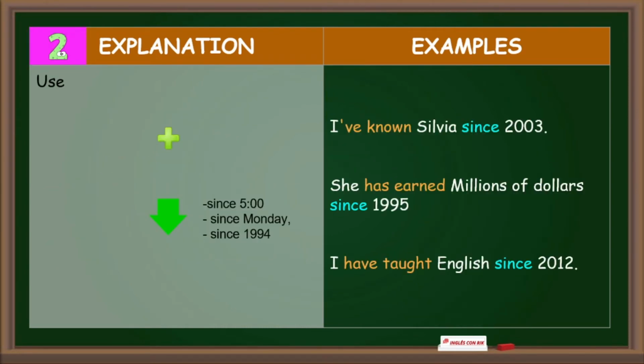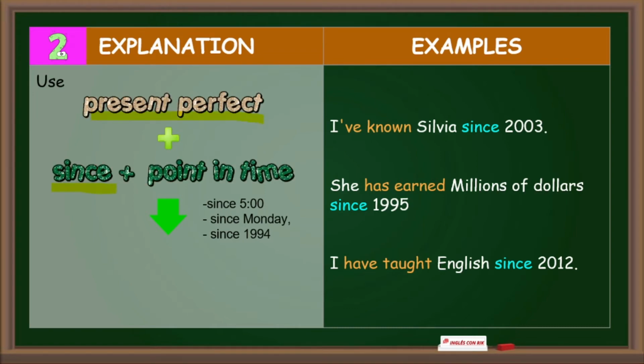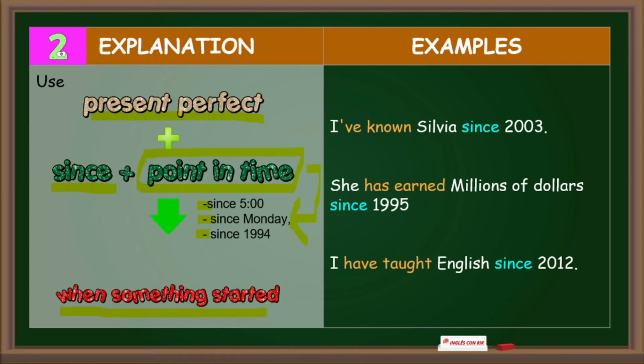Number 2. Use the present perfect with since plus point in time, for example, since 5 o'clock, since Monday, since 1994, in order to show when something started. For example, I've known Sylvia since 2003. She has earned millions of dollars since 1995. I have taught English since 2012.